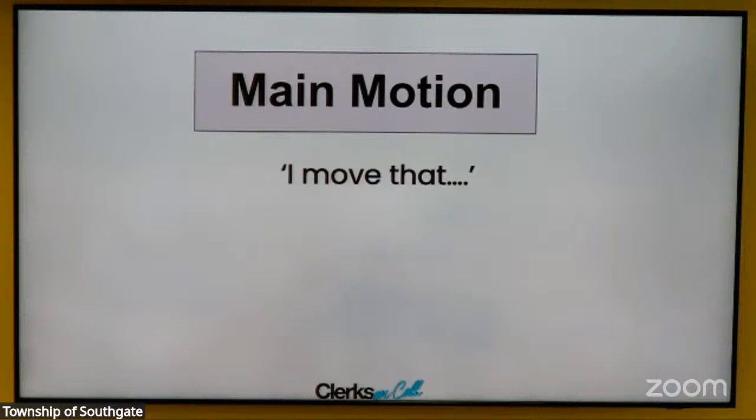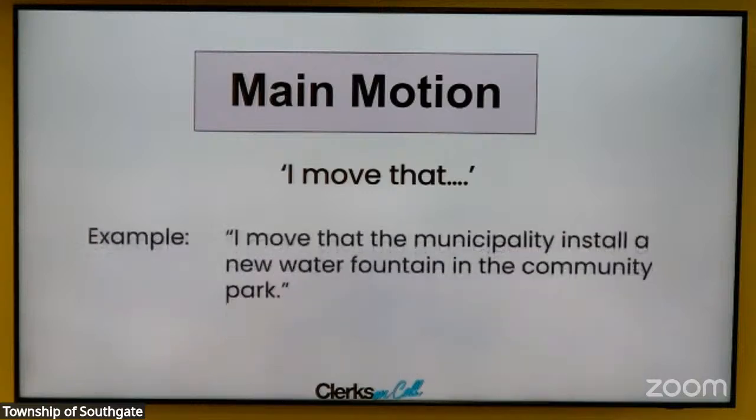To make a main motion, you would begin by saying, "I move that," and then you would carry on with your thought. So for example, let's say that a council member wants to propose a new water fountain be installed in the community park. That main motion would simply be, "I move that the municipality install a new water fountain in the community park." Pretty straightforward, pretty easy.